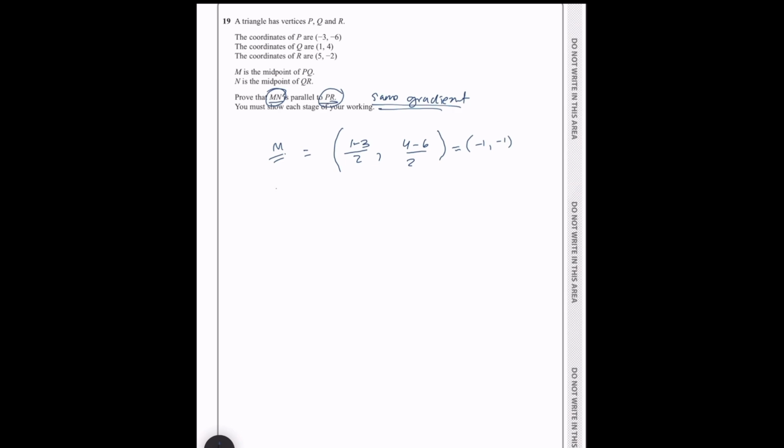And then again, we do the exact same thing with N. It's the midpoint of QR. So again, we're adding up the x coordinates of QR. So 1 and 5 and dividing it by 2. And then the same again for the y coordinates. So we're going to get coordinates of N as being (3, 1).